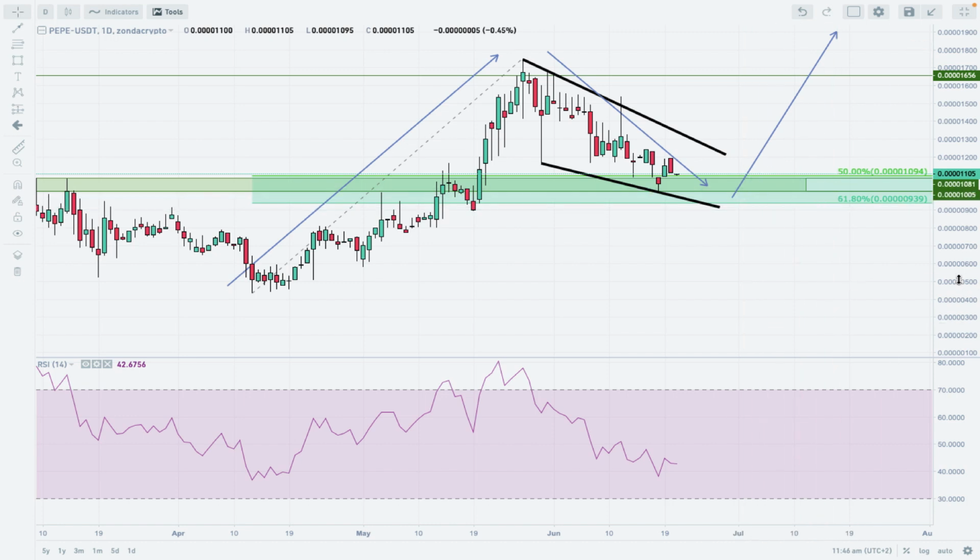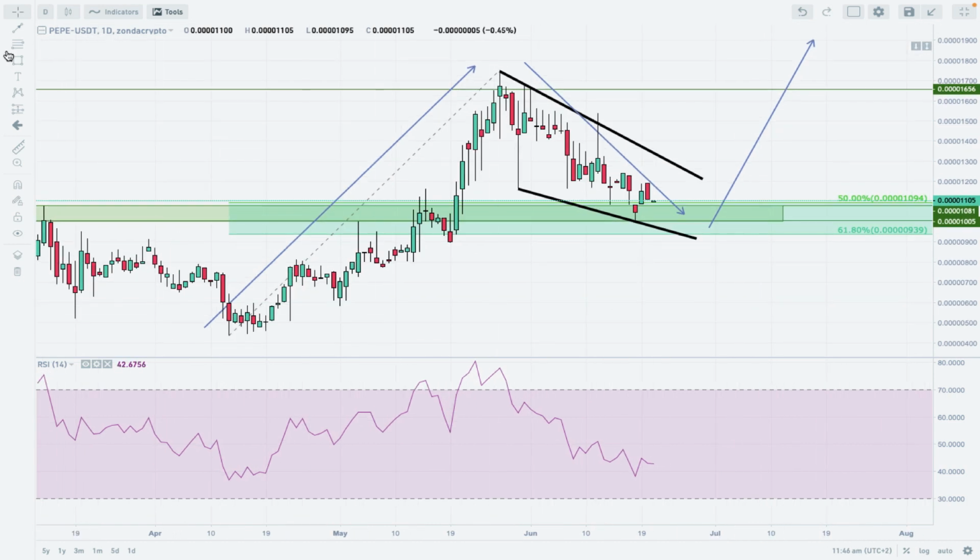When the market goes lower, somewhere here, into this area, we should be prepared for this market to possibly move higher from this area and continue the uptrend. So that's the scenario, that's the plan for Pepe to Tether at Zondacrypto.